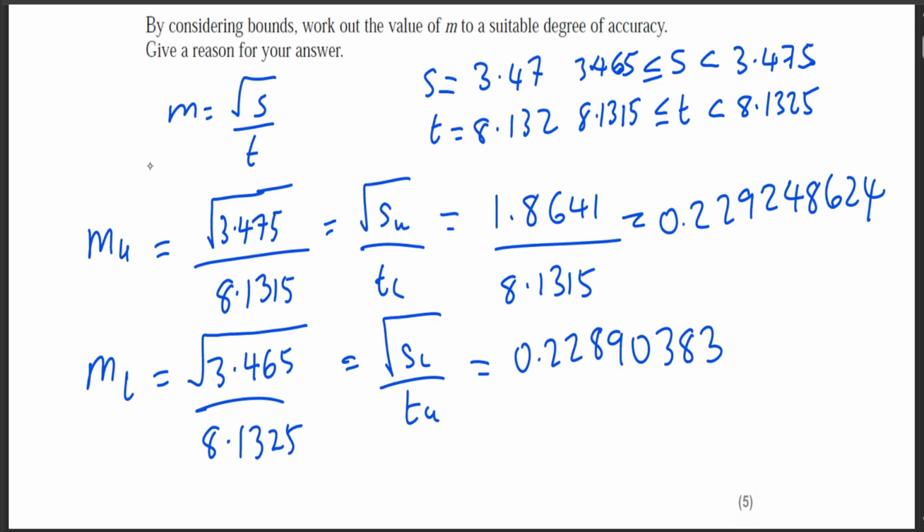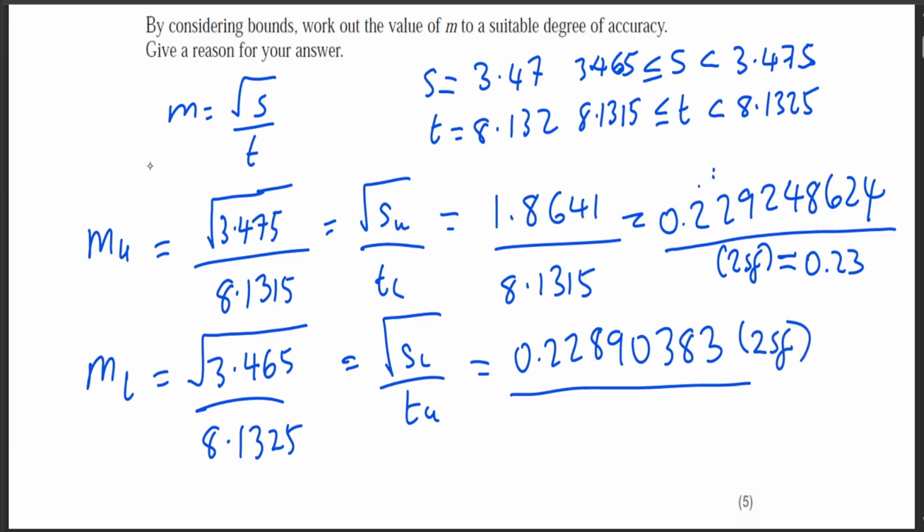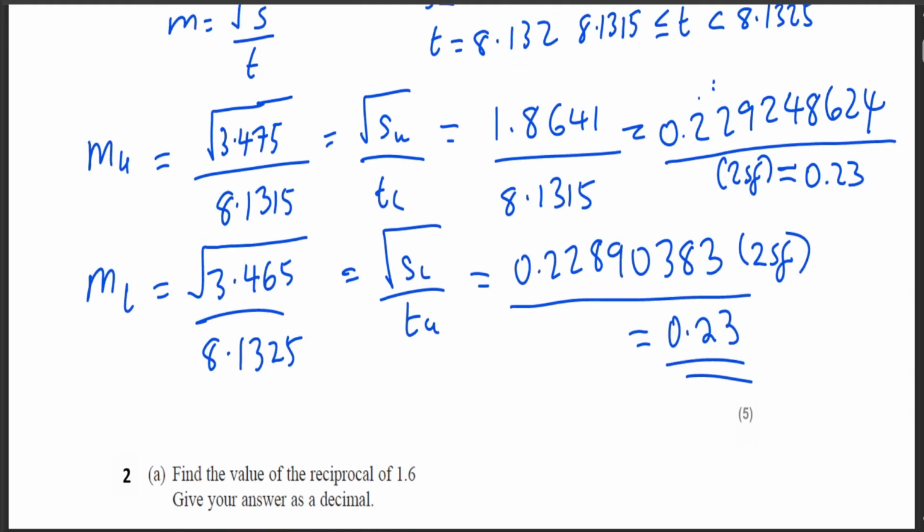Now we need to work out the value of m to a suitable degree of accuracy. If you look at this one and this one, when you round them off they give you the same answer. If I do two significant figures, this is going to give me 0.23. If I do this also to two significant figures, it's also going to give me 0.23. So the answer is basically 0.23. As simple as that.